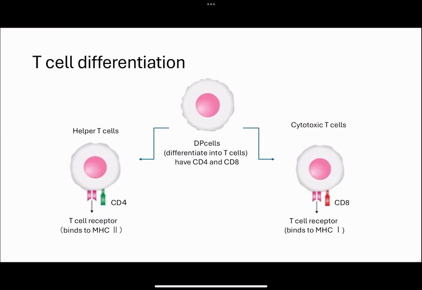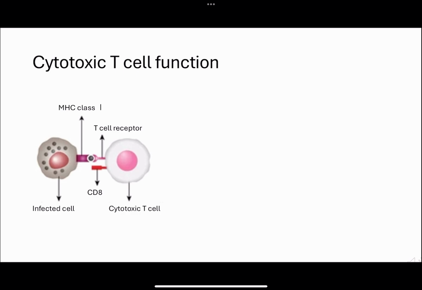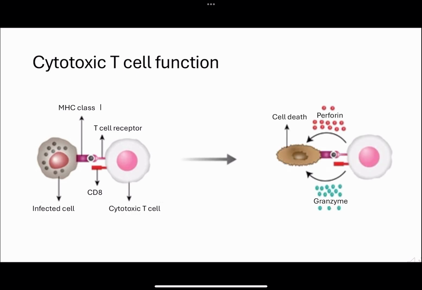DP cells, the source of T cells, express both CD4 and CD8, the co-receptors of MHC. But when they differentiate into T cells, they express only one of them. T cells expressing CD8 become cytotoxic T cells and bind MHC class 1 molecules to eliminate cells infected with pathogens. T cells use granzymes and perforin to induce apoptosis in cells.